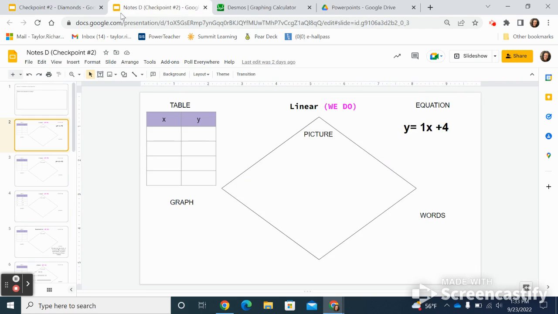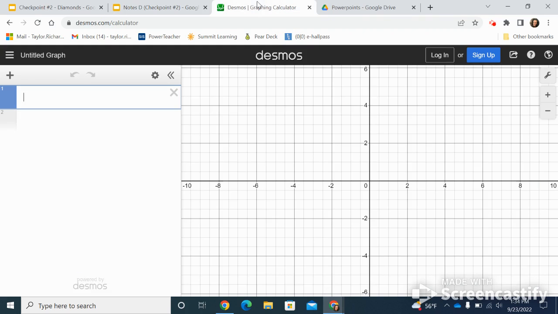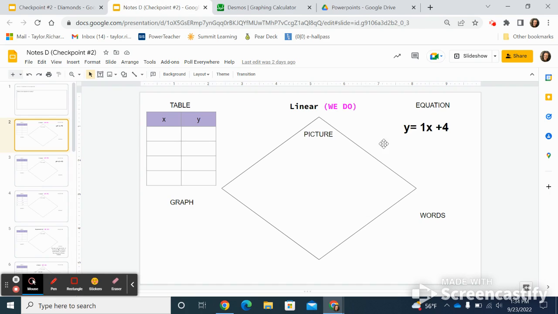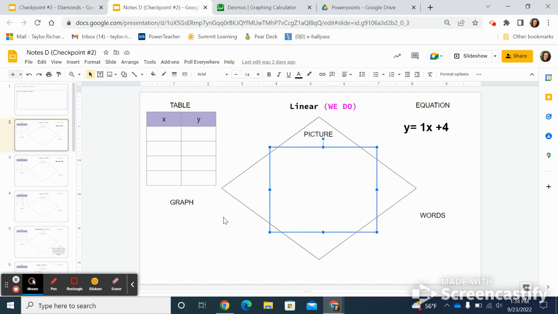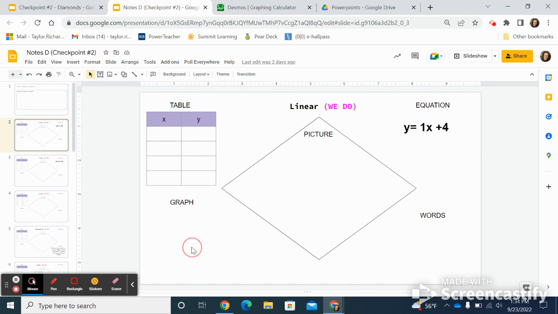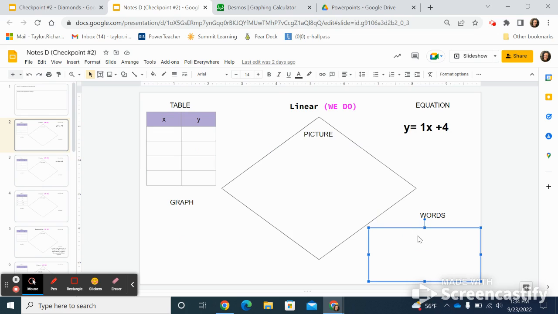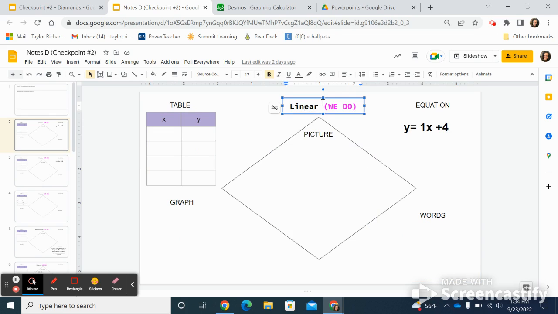Okay, so here is slide 1, and here's our first example. The only thing you really need open is Desmos. Okay, now I'm giving you an equation, and then I'm asking you to fill out these other missing 4 parts: the table, the graph, the picture, and the words. So this is our objective right here. I'm also telling you what kind of equation it is. It's a linear equation. It's linear, okay?